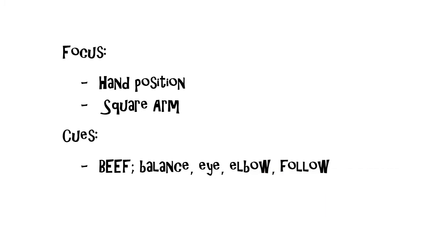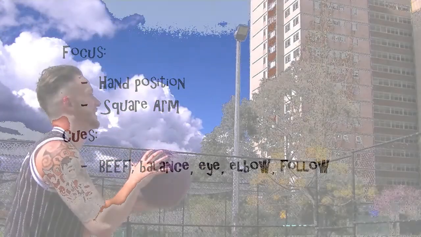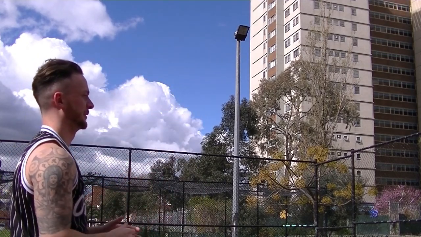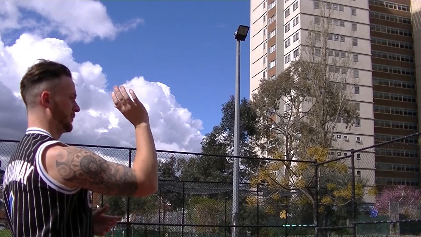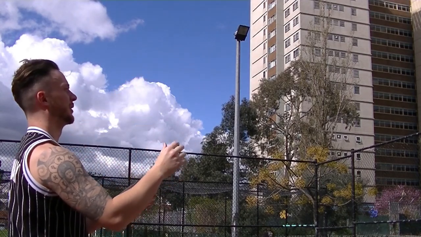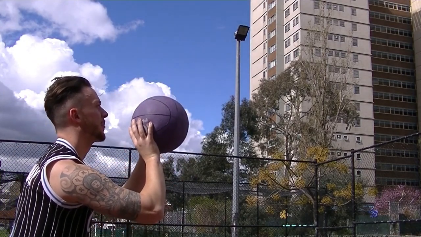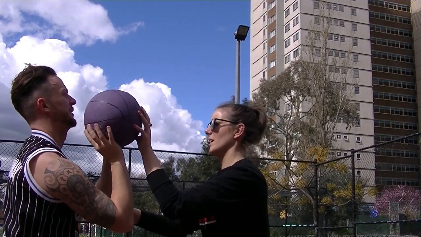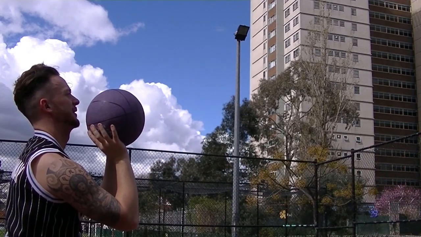During week 2, we focus on our hands and arms. It focuses on keeping a square elbow and making a T or W on the ball with our hands. To finish, we reach our hand up high above our head. We use cues such as BEEF, balance, eye, elbow, follow through to help people remember their form.